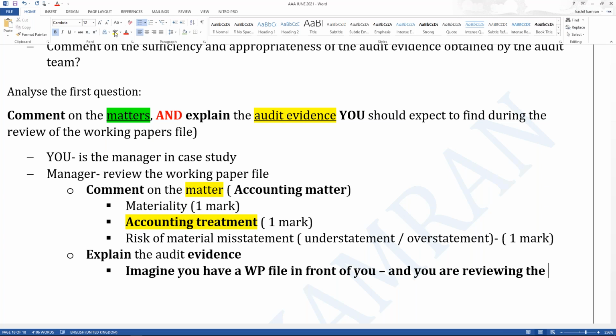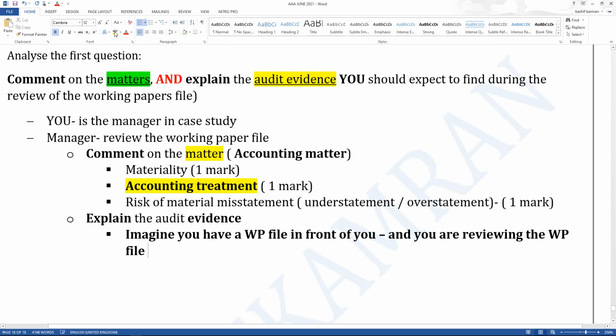Imagine the typical box file, right? Even though we are in a technological era, we still imagine the box file full of papers. And you are reviewing the working paper file. So imagine you have a working paper file in front of you. I hope you're all imagining that. And you are reviewing the file.